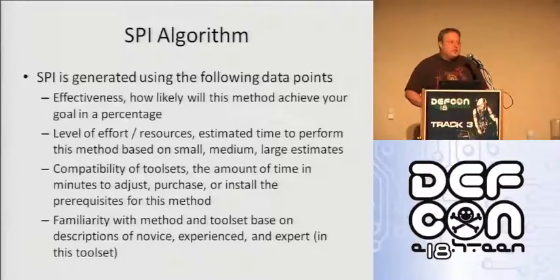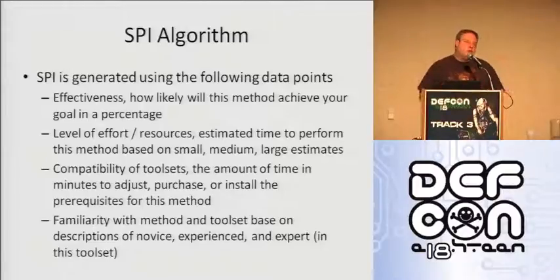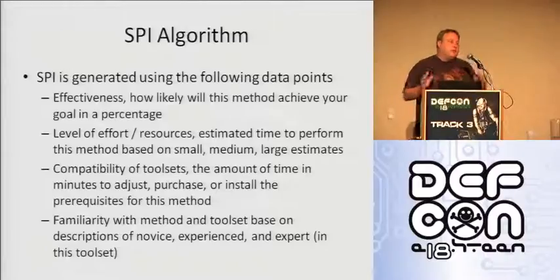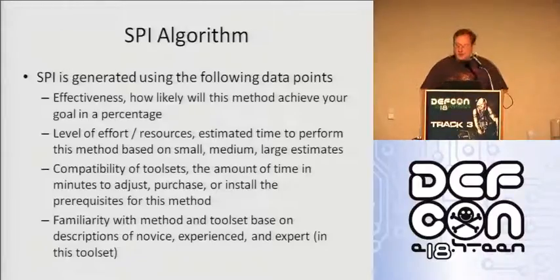But the SPI is generated based on effectiveness, level of effort, compatibility of your tool sets, whether you have them, is a good reason, and then the familiarity with the method, right? So if you've never used Red Dripper or any of the registry tools, we want to know that, because then we can actually help you estimate which one is the best for you. If you've already got experience doing XYZ, that's going to come out a little bit higher.